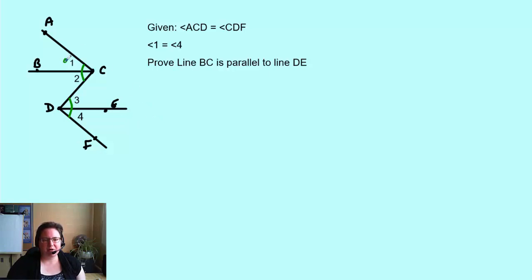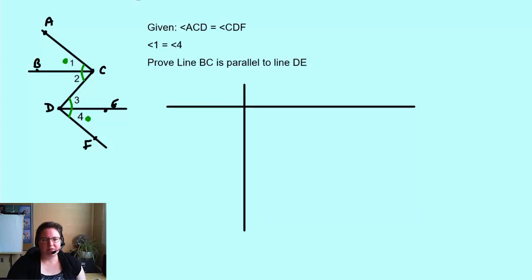We also know that angle 1 is equal to angle 4. So I'm just putting equal symbols in there. I'm going to set up my two-column proof with a statement and a reason.